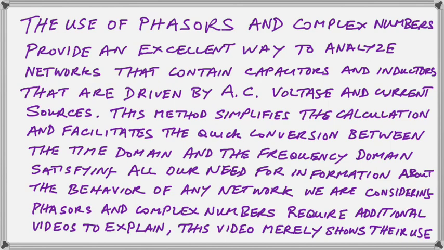Okay, now when talking about alternating current, the use of phasors and complex numbers provides an excellent way to analyze networks that contain capacitors and inductors driven by AC voltage or current sources. These mathematical tools simplify the calculation and facilitate quick conversion between time and frequency, satisfying all our needs for information about the behavior of any network that we are considering.